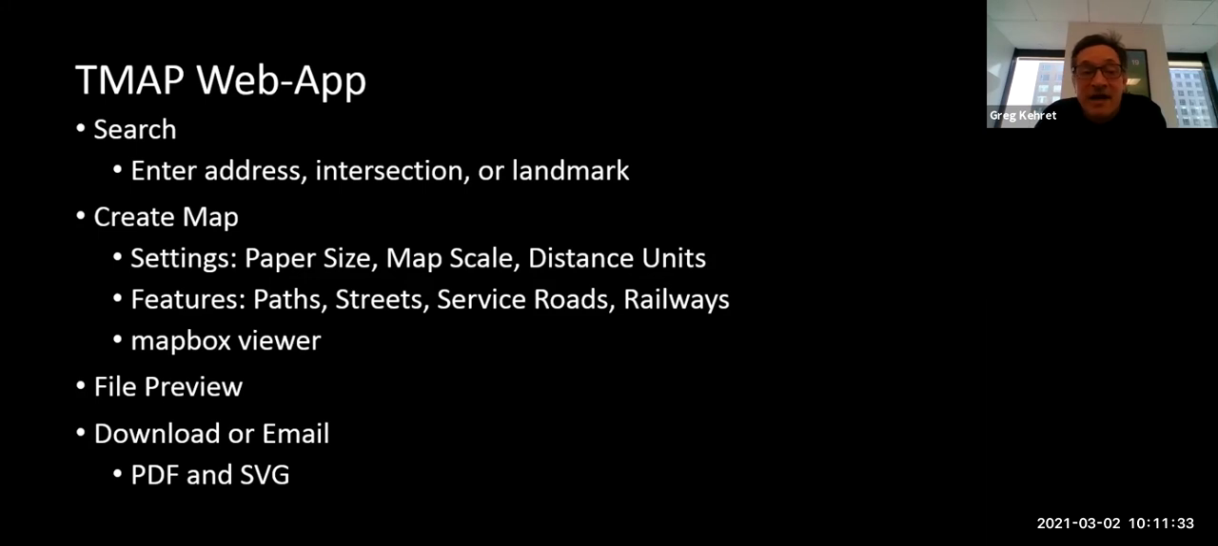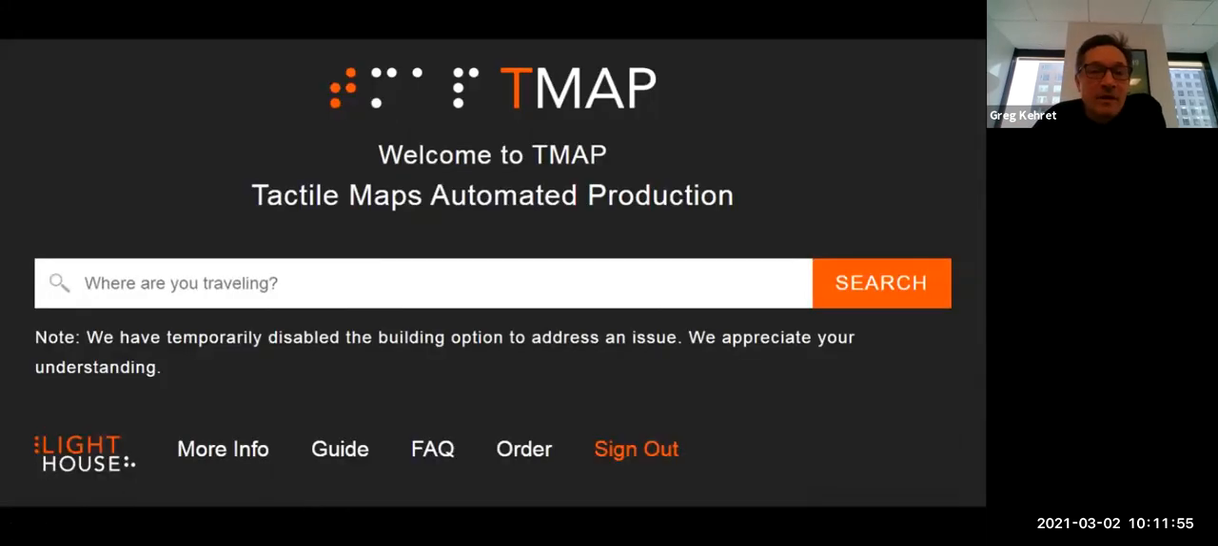railways, pedestrian paths. And there's a Mapbox Viewer that I'll be talking a little bit about. That's the visual preview that helps you orient the map so that when you print it out, you get exactly what you are hoping for. The actual file preview, and then finally discussion about downloading and emailing.